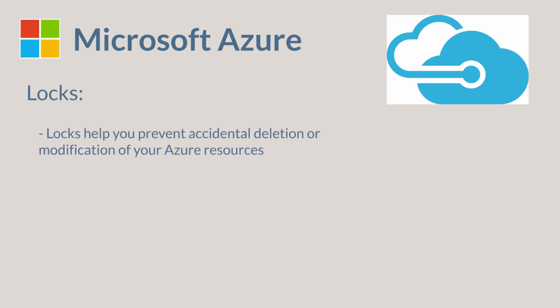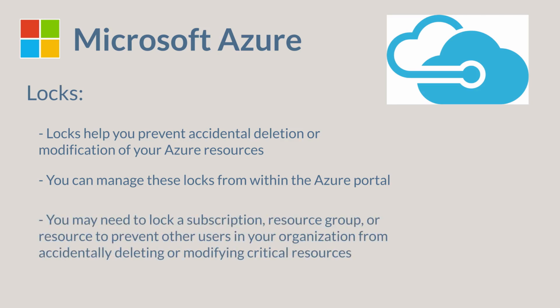Locks help you prevent accidental deletion or modification of your Azure resources. You can manage these locks from within the Azure portal. To view, add, or delete locks, go to the Settings section of any resource's Settings blade. You may need to lock a subscription, resource group, or resource to prevent other users in your organization from accidentally deleting or modifying critical resources.